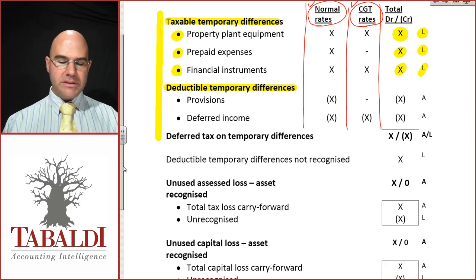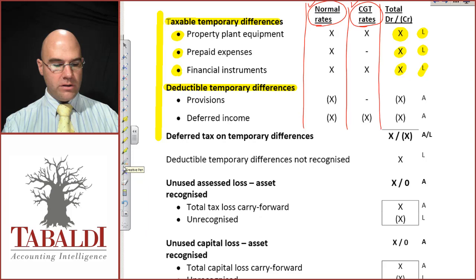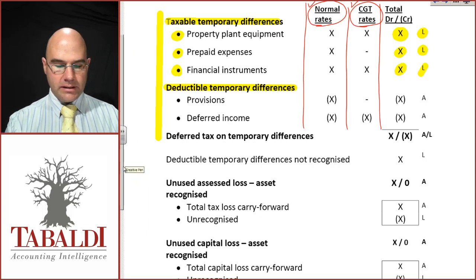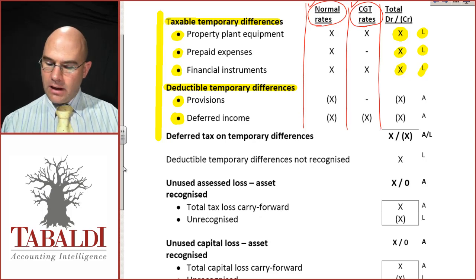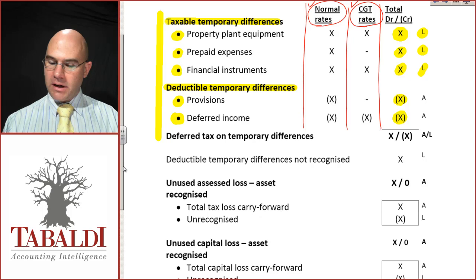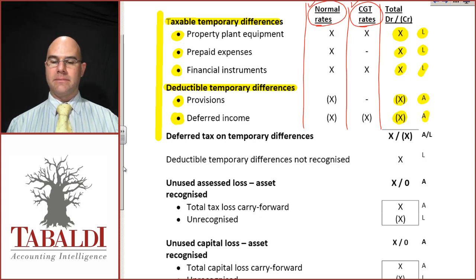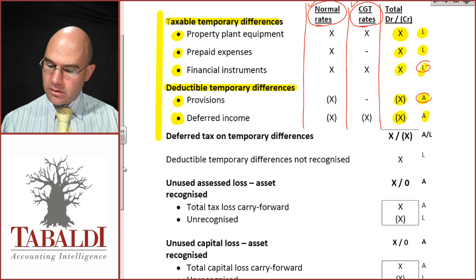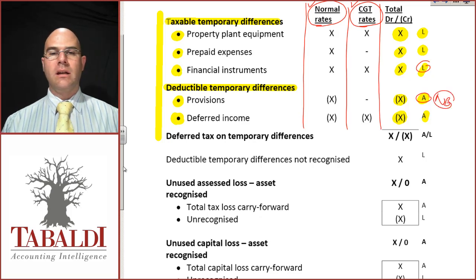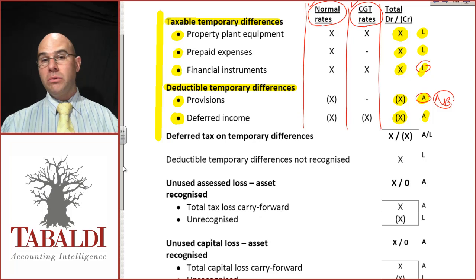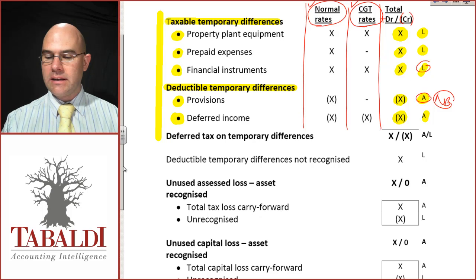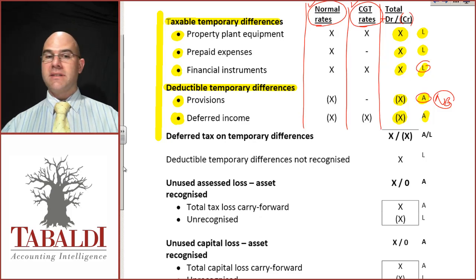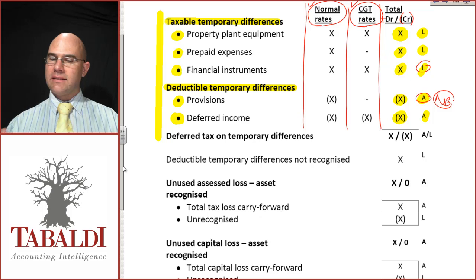Deductible temporary differences, which give rise to deferred tax assets. Here I've just listed provisions and deferred income or income received in advance. Again, you don't have to show positives and negatives, but I definitely want you to write assets and liabilities. This asset and liability description is very important, because sometimes in questions or in real life working papers, people don't always make debits positive and credits negative like I have over here. Sometimes it's the other way around. Understand what are assets and liabilities. Don't try and learn positives and negatives here.